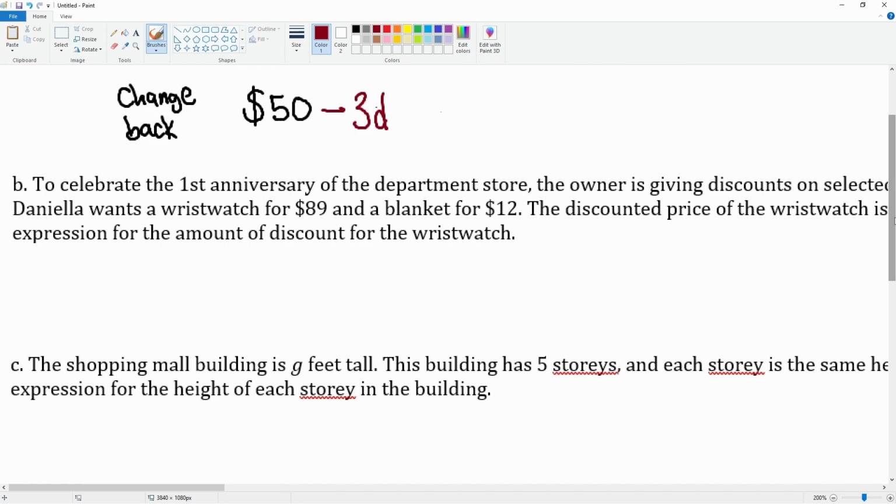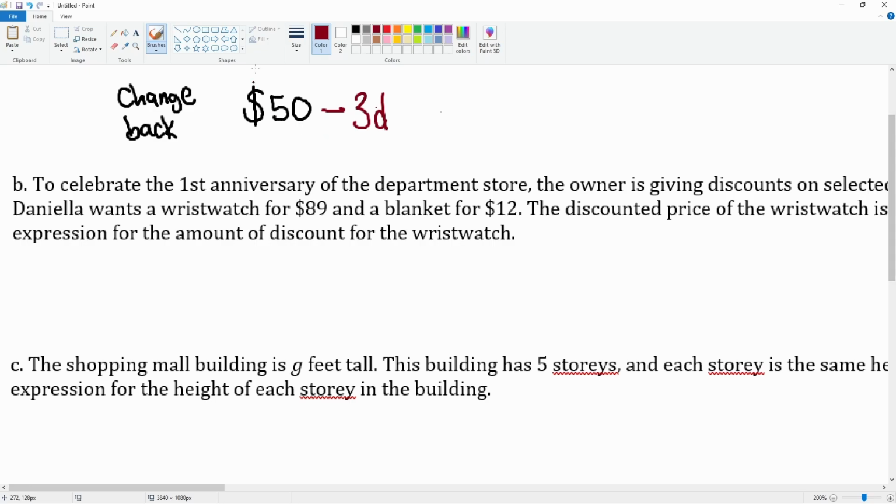Next, to celebrate the 1-year anniversary of the department store, the owner is giving discounts on selective items. Daniela wants a wristwatch for $89 and a blanket for $12. The discounted price of the wristwatch is Q dollars. Write the expression for the amount of discount for the wristwatch.